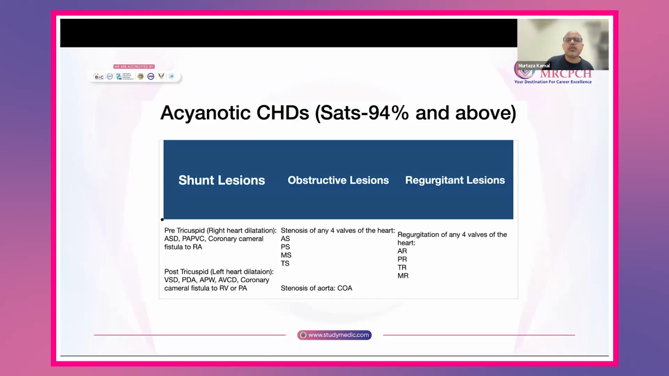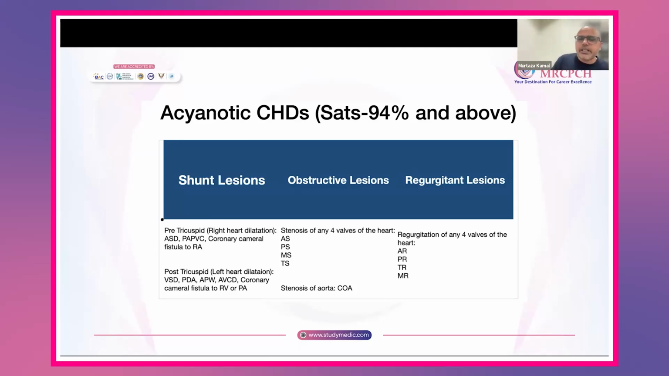Moving on to the second category of obstructive lesions and the third category of regurgitant lesions. Remembering the lesions in the obstructive and regurgitant is very easy. We have four valves in our body: aortic valve, pulmonary valve, mitral valve, tricuspid valve. For the obstructive lesions, you make them stenotic. For the regurgitant lesions, you make them regurgitant or leaky. So the examples of obstructive lesions are aortic valve, aortic stenosis; pulmonary valve, pulmonary stenosis; mitral valve, mitral stenosis; tricuspid valve, tricuspid stenosis, along with stenosis in the aorta, which is coarctation of aorta. So these are the five examples of obstructive lesions: AS, PS, MS, TS, and coarctation of aorta.